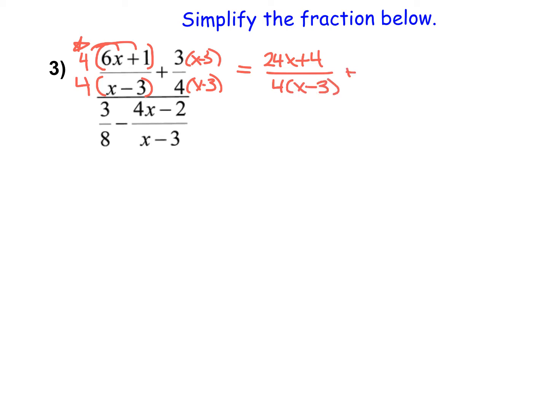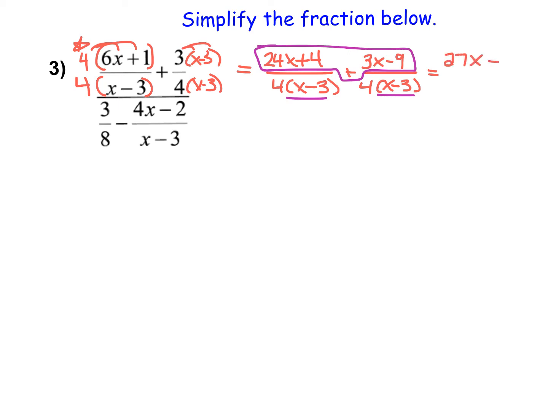Then I have plus, distribute the 3 here, I have 3x minus 9 over, again, I have 4 times x minus 3. Now because I have common denominators, I can add those numerators together. So I can combine any like terms as I do so, and I end up with 27x minus 5 over 4 times x minus 3.